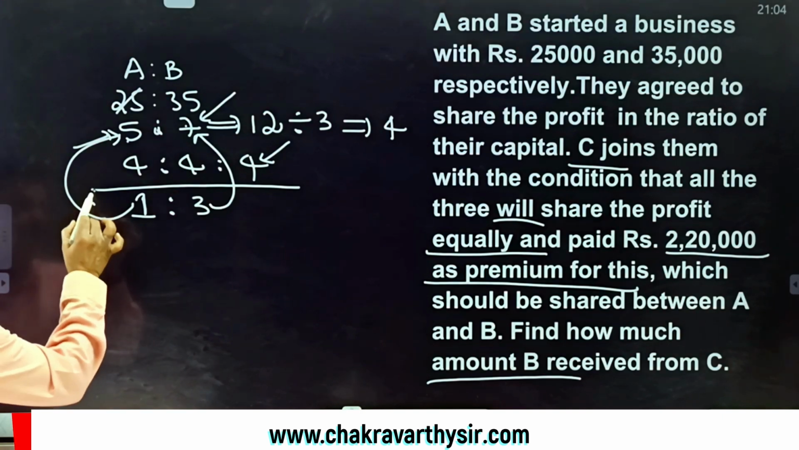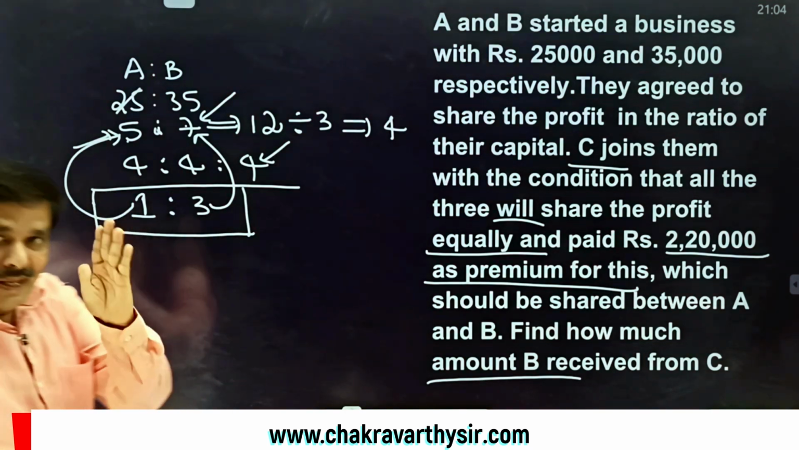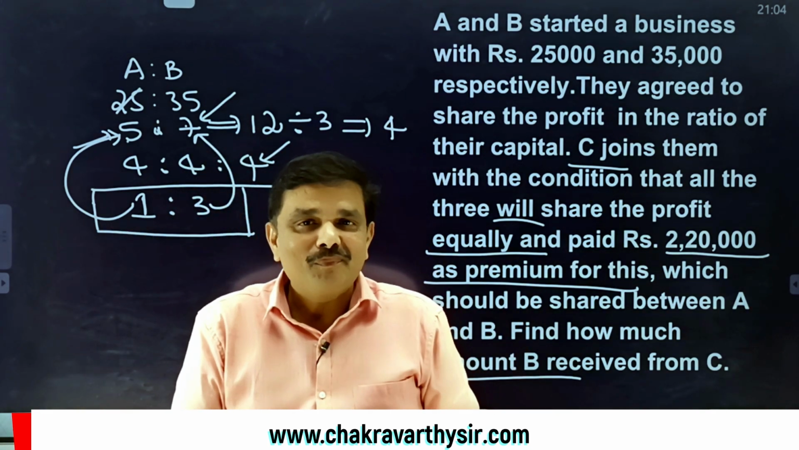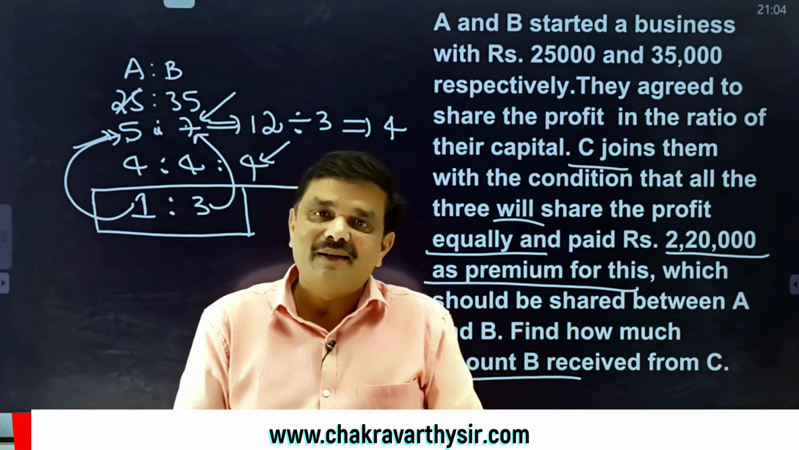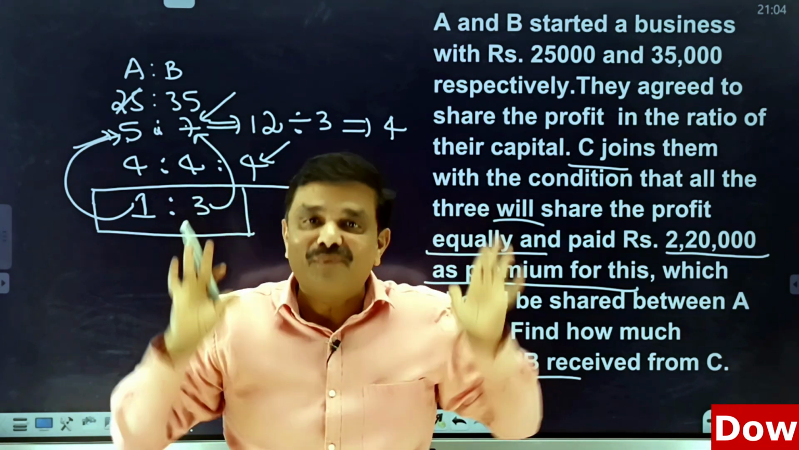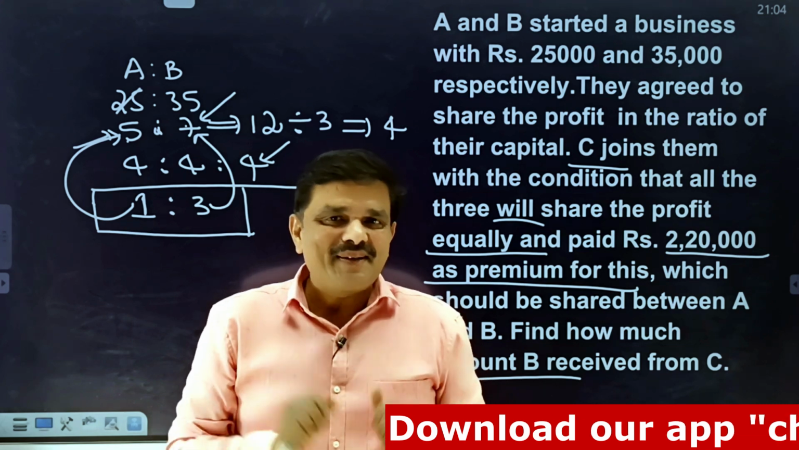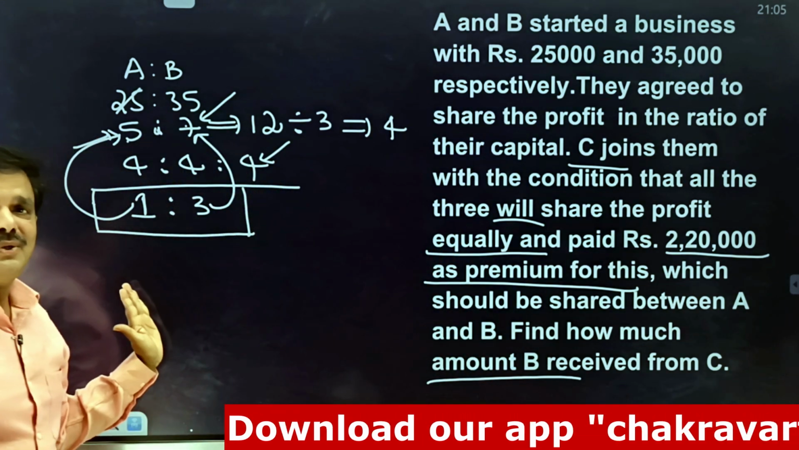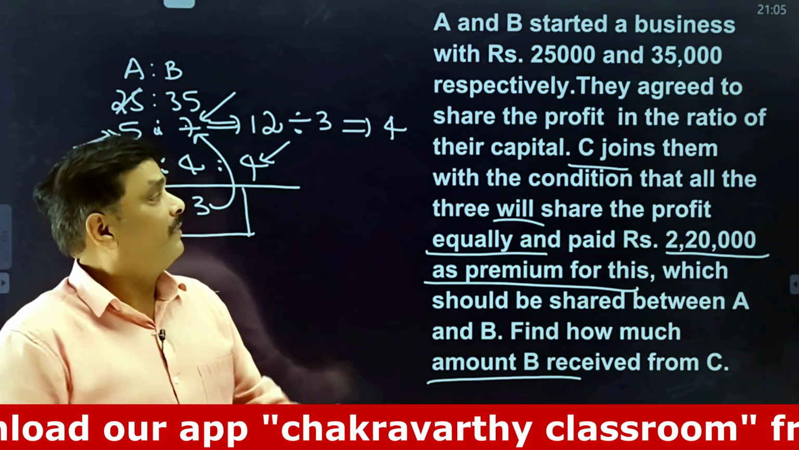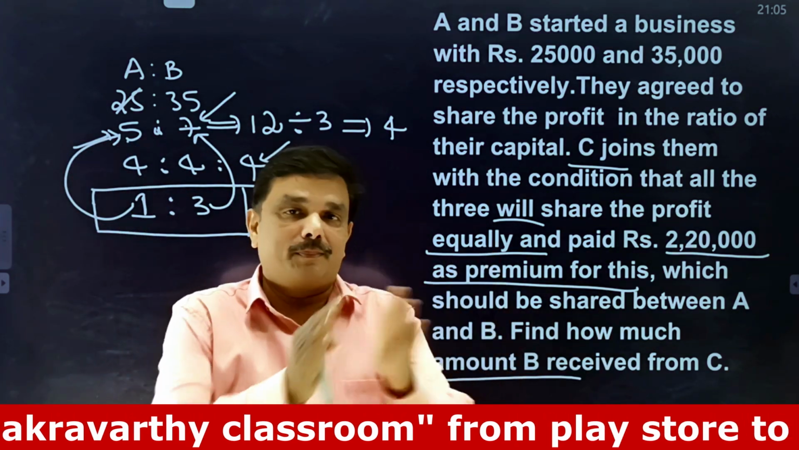Now, this 1 is to 3 is nothing but the ratio in which 2,20,000 must be distributed between A and B. What a fantastic logic, isn't it? If you understand this one, doing this type of questions will become peanuts for you, isn't it? And understanding this shortcut is not a big issue. It's not a rocket science, isn't it? Simply you can do this one, provided you must be aware of this chapter properly. You must have knowledge of partnership, how they do that.